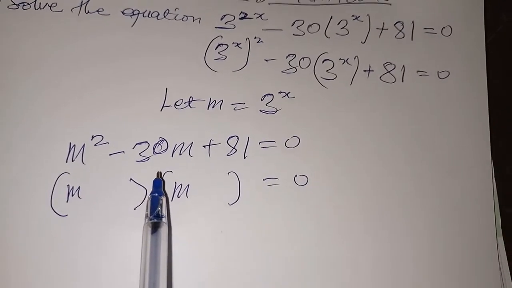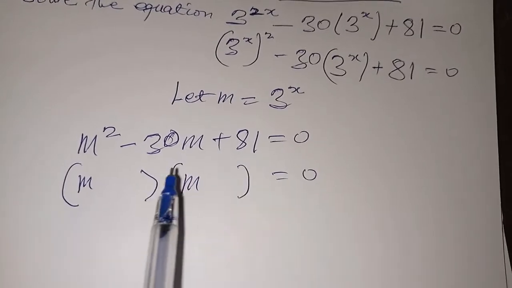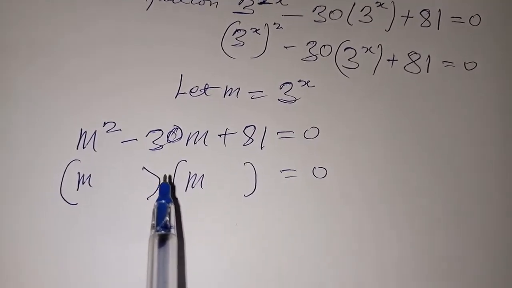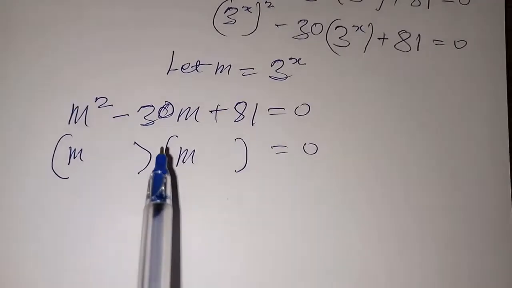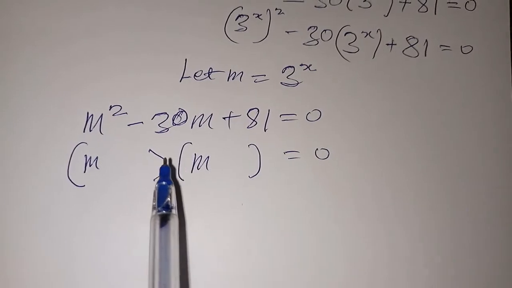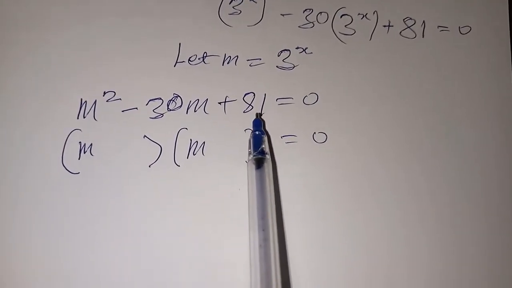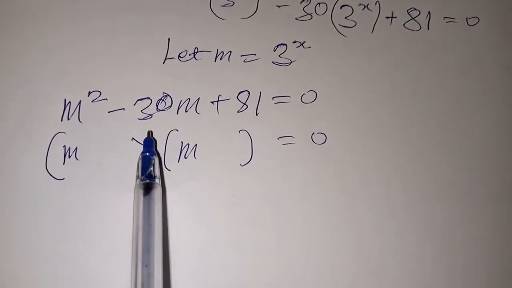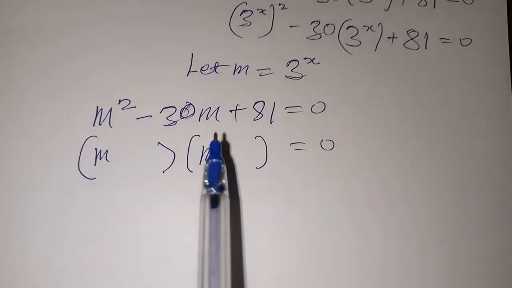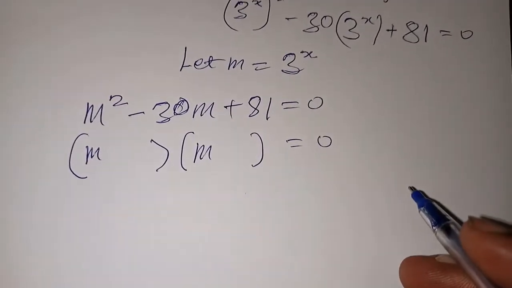The key thing I want to remind us of here is that since the a times c, 81, is positive, and the b is negative, it means that the 2 factors we are looking for must be negative, because it is only 2 negative factors that when we multiply, we will get a positive number, and when we add, we get a negative number. I just want you to know that. So these factors will be negative 3 and negative 27.